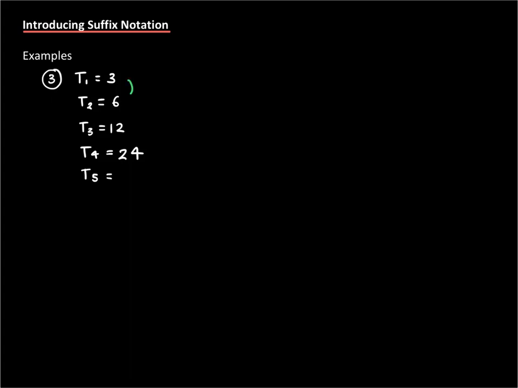So hopefully you've seen that each time we generate a new term, we multiply the previous term by 2. So term 5 would be equal to 24 multiplied by 2, which gives us a value of 48.